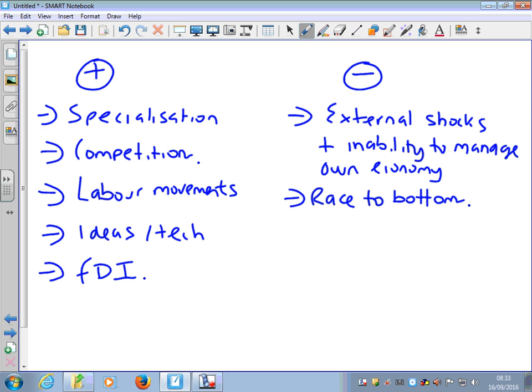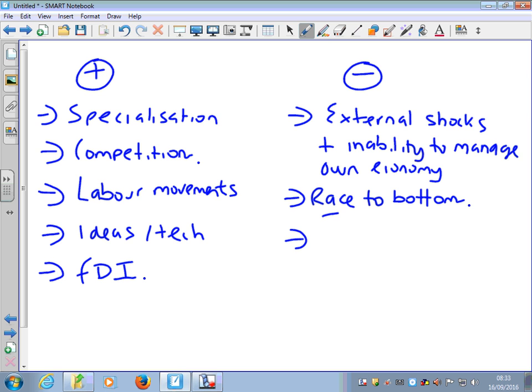A lot of people have said, linked to this one, you've got impacts on labour markets. Because of global competition, firms now are trying to cut their costs as much as possible. This can lead to workers receiving far worse deals. It weakens the power of trade unions. It can create a big problem.